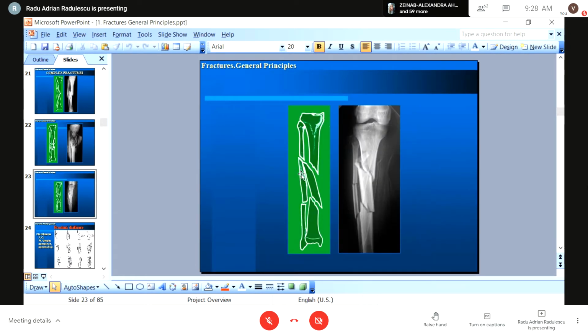And the other one, which I've mentioned before, is the segmental fracture, which has two fractures lying, in fact, one above the other, which will make the intermediate fragment very unstable and it should be properly reduced in order to restore the length of the bone.